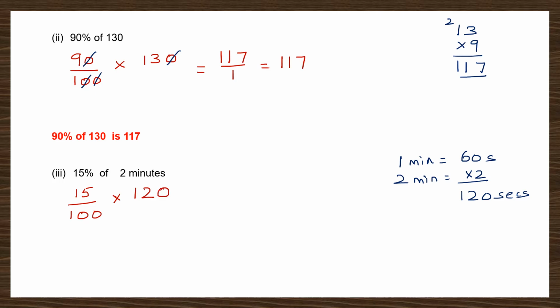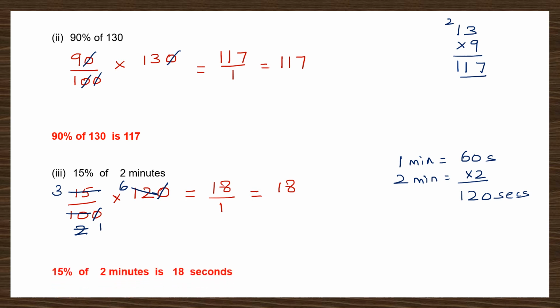Let's cancel whatever we can. Okay, 1 0 there and a 0 here. I can cancel 15 and 10 both by 5. 5 threes are 15 and 5 twos are 10. I can still cancel 2 and 12. 2 ones are 2, 2 sixes are 12. So now when I multiply my numerators, I get 3 sixes are 18 and in the denominator I have 1, which is simply 18. So 15% of 2 minutes is 18 seconds.